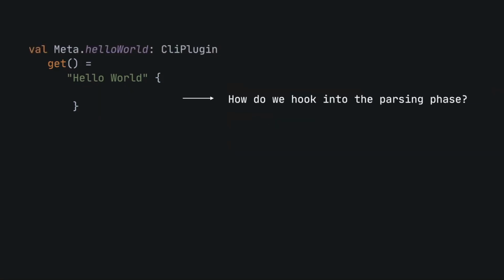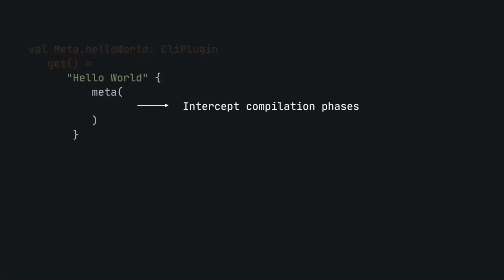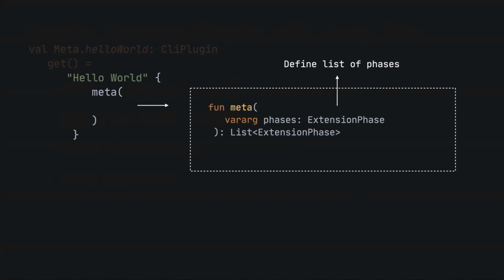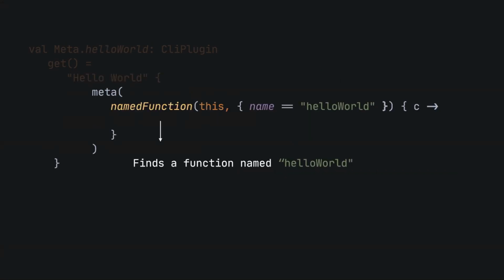So how do we hook into the parsing phase that we need for a compiler plugin? I'm going to use the meta method. Inside of the meta method, I'm going to define a list of extension phases. Extension phases are all the different ways that I want to hook into the compiler, all the different phases of compilation. In order to hook into the parsing phase, to transform a hello world method and give it a greeting, I need to be able to find it in my AST, so I'm going to use this method here called namedFunction.